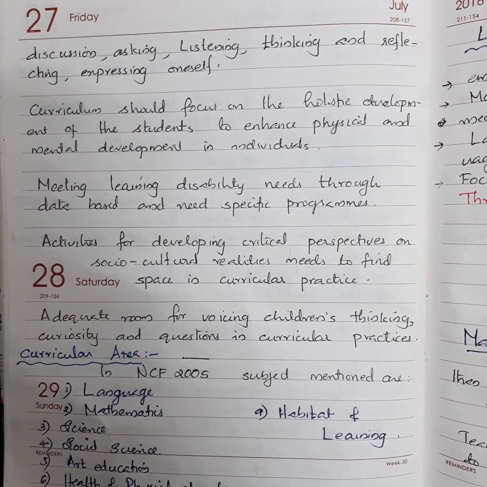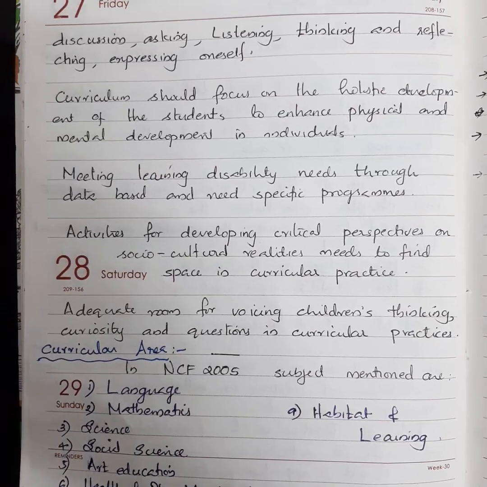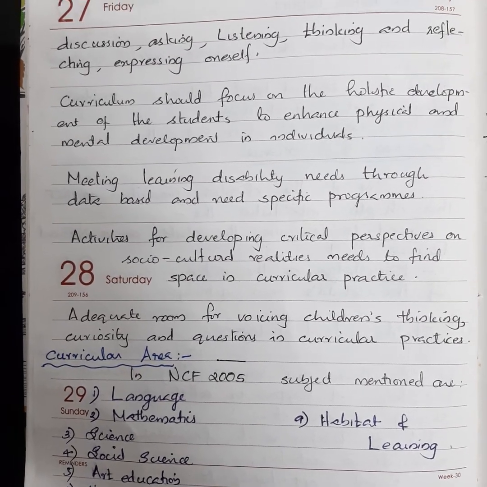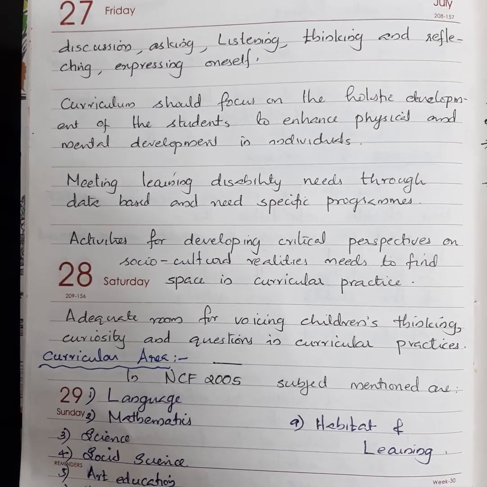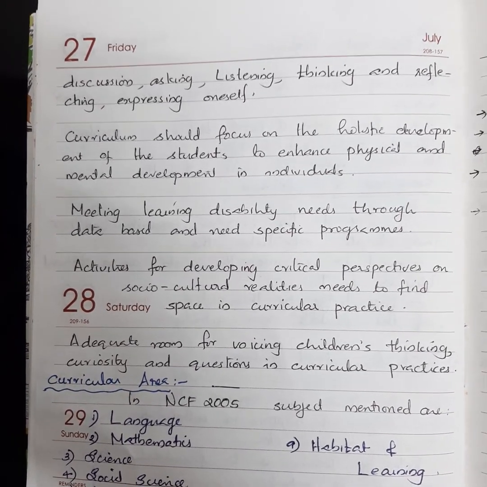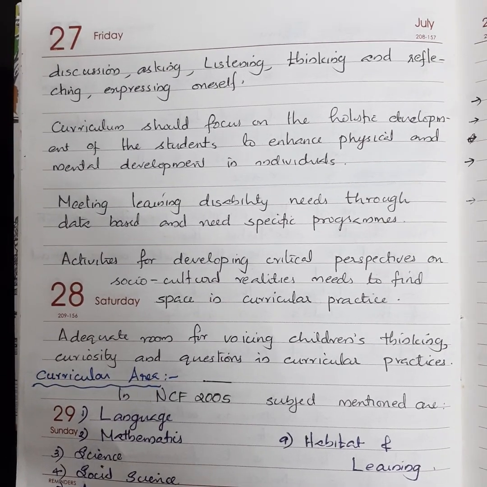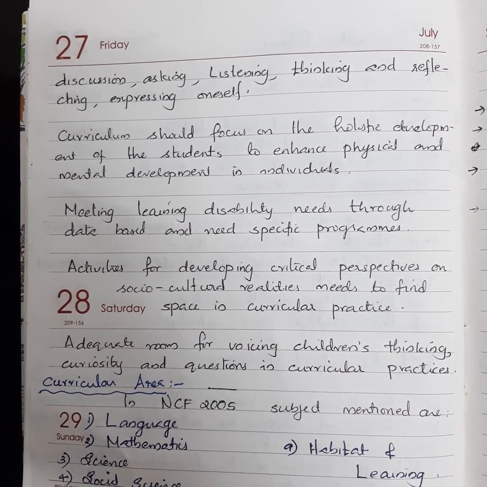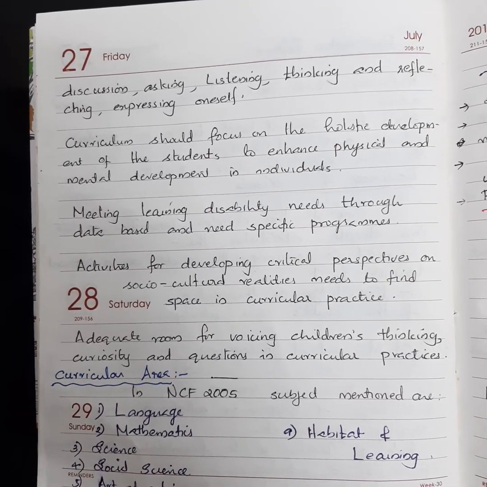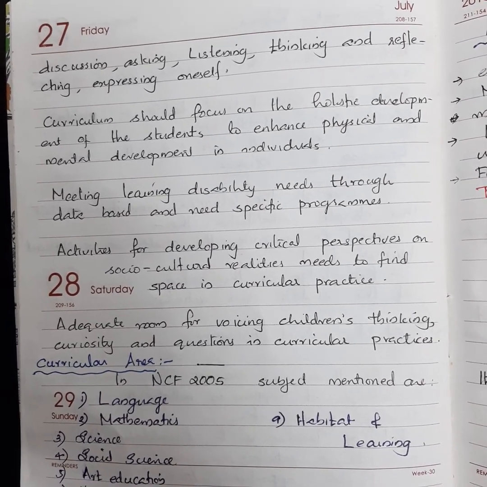And the curriculum should focus on holistic development of students to enhance physical and mental developments in individuals. Curriculum should meet the learning disability needs through data-based and need-specific programs. Curriculum should include activities for developing critical perspectives on socio-cultural realities. There should be adequate space for voicing children's thinking, curiosity and questions in curricular practice.